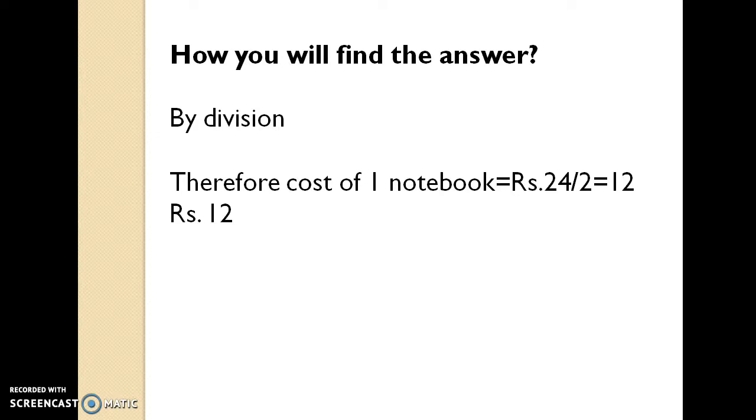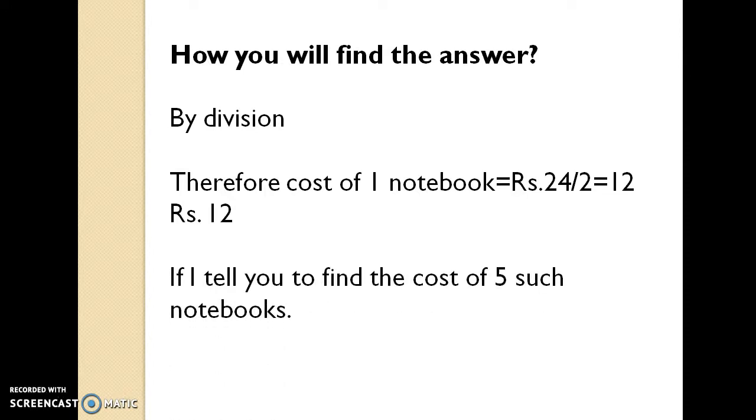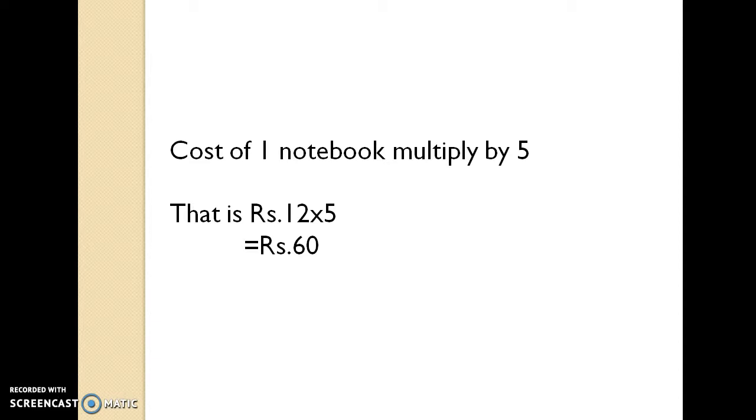So if you want to know the cost of one notebook, we take the cost of 2 notebooks and divide by 2. 2 is the number of books that are taken, and you get rupees 12. So this is the cost of one notebook you got, that is rupees 12. If I tell you to find the cost of 5 such notebooks, what will you do? Yes, you will multiply the cost of one notebook by 5, because we want to know the cost of such 5 notebooks. We already know the cost of one notebook, that is 12. If we want to know the cost of 5 such notebooks, we are going to multiply 12 by 5 and get the answer. The answer that you get is rupees 60. 12 into 5 is rupees 60.